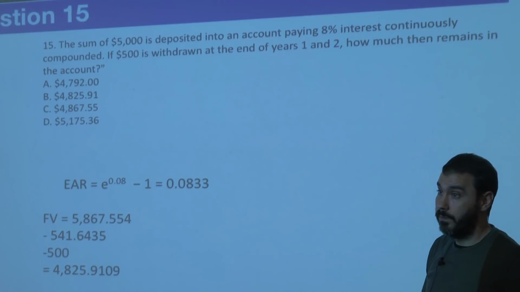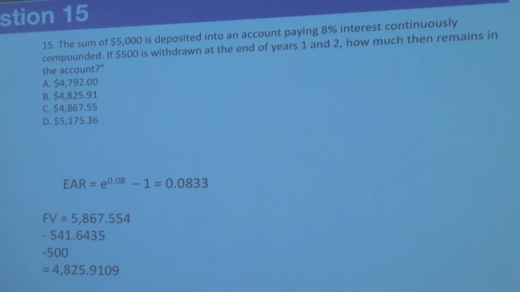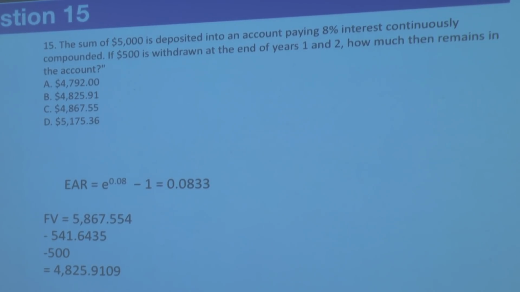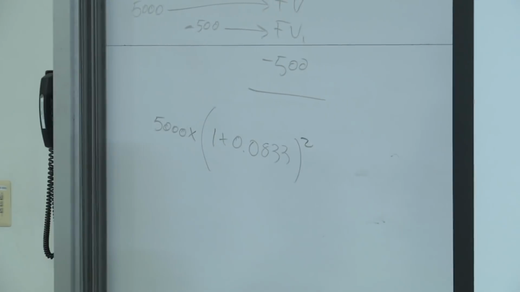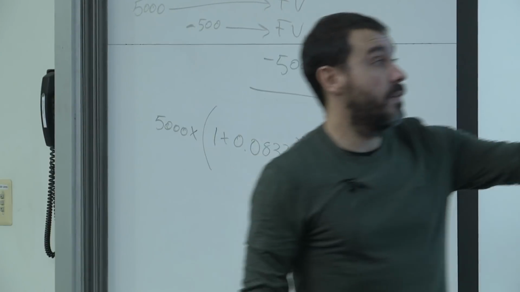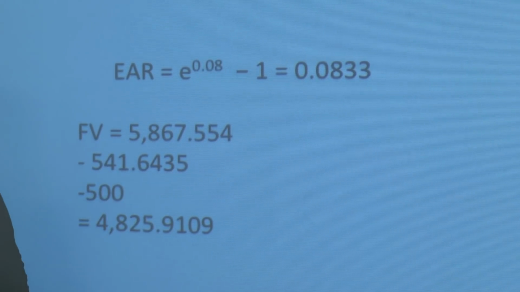The first one, yeah. 5,000 times 1 plus the rate to the second power, right? Yeah. If you are computing it by itself, you just do this. The future value of the $5,000 is just 5,000 times 1.0833 to the power of 2. Sure.